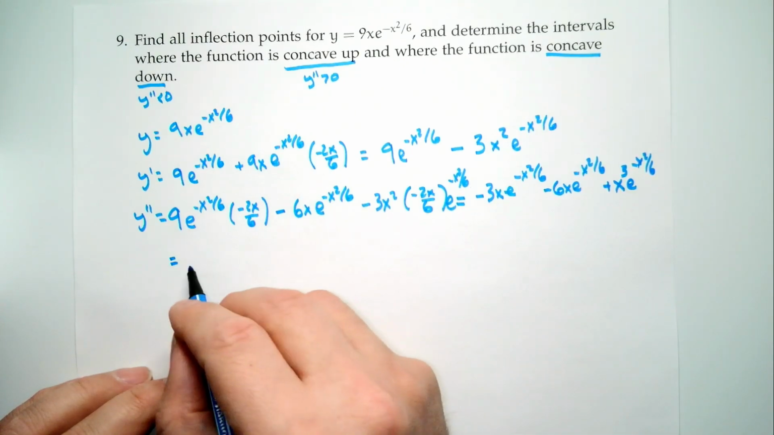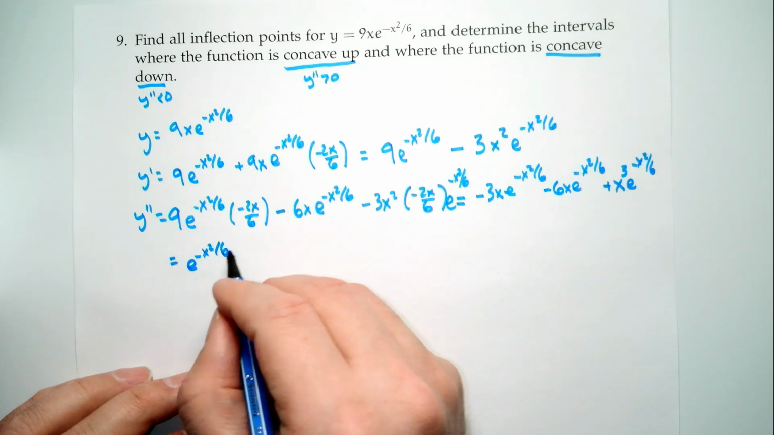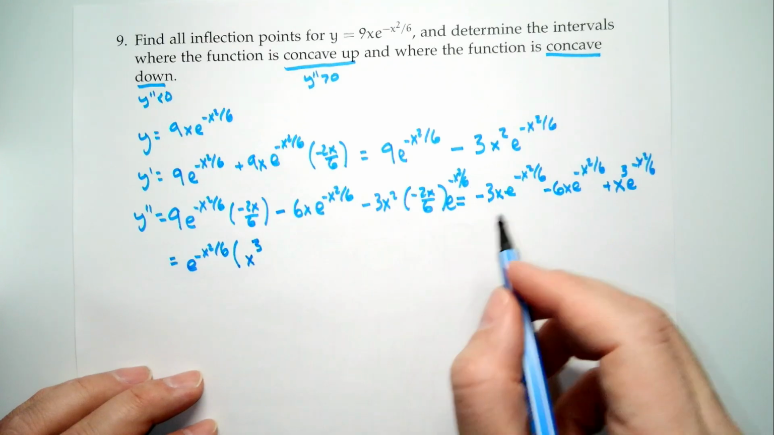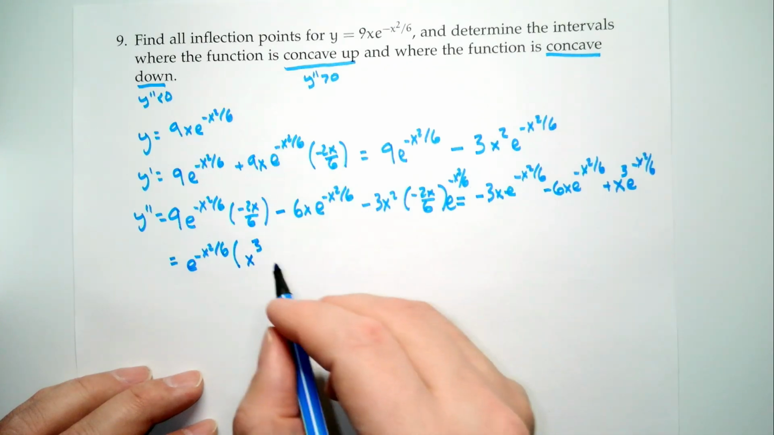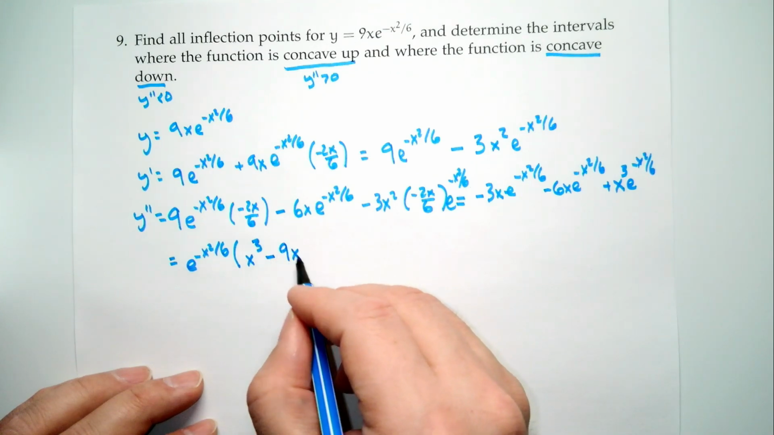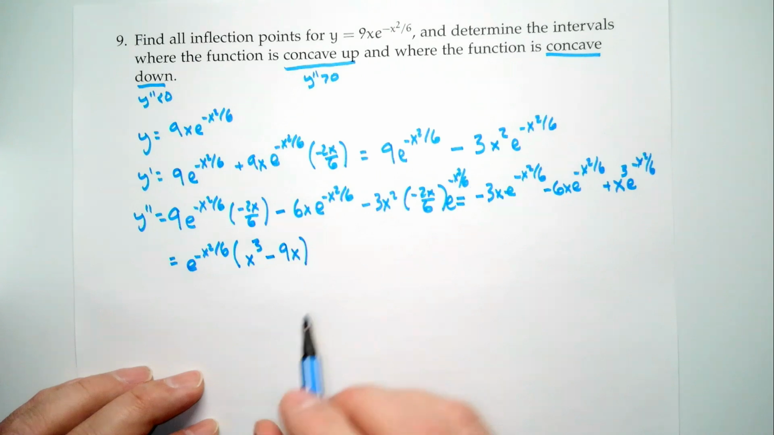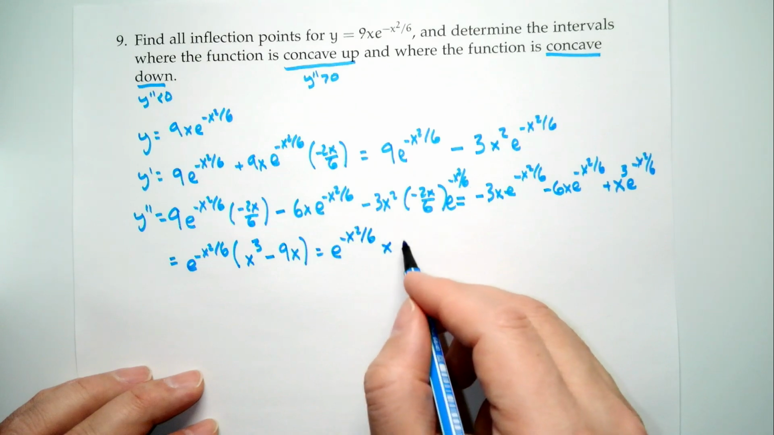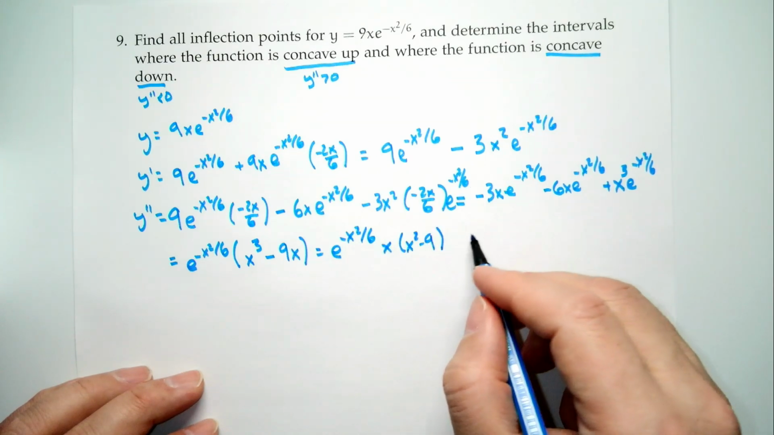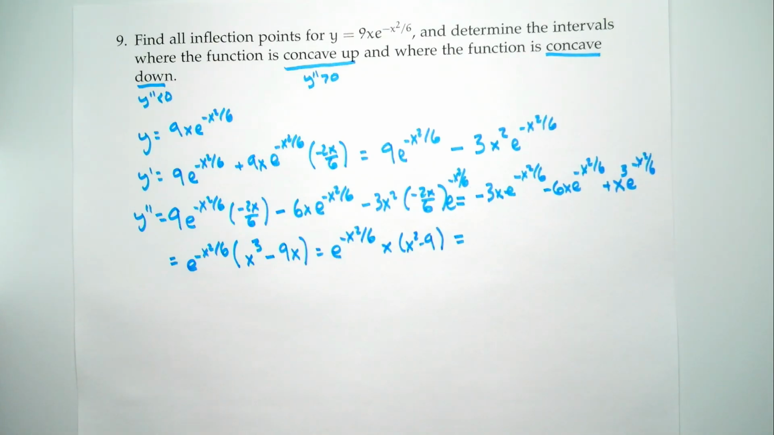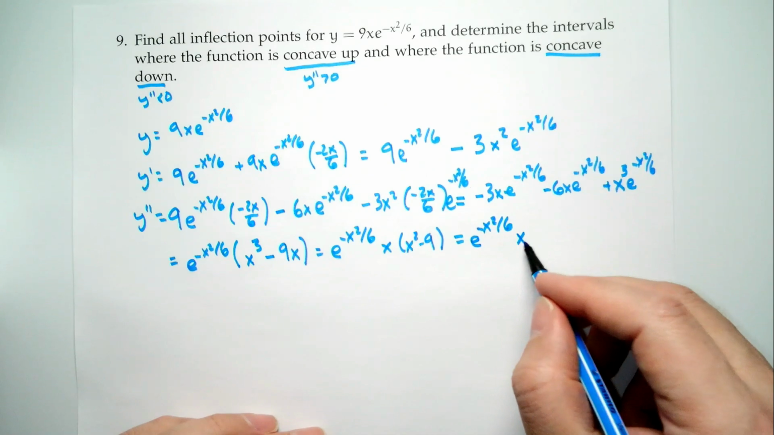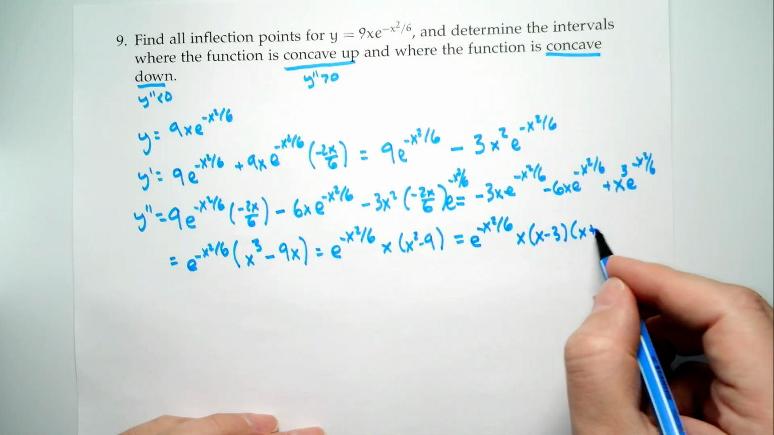We can pull out the e to the minus x squared over 6. And then what do we have? Well, the highest power is x cubed, minus 3x minus 6x makes minus 9x. I don't think that's too hard to factor. One thing you can do is pull out an x. So that's x times x squared minus 9. And x squared minus 9, something squared minus 3 squared, is a difference of squares. So we get e to the minus x squared over 6, x, x minus 3, x plus 3.